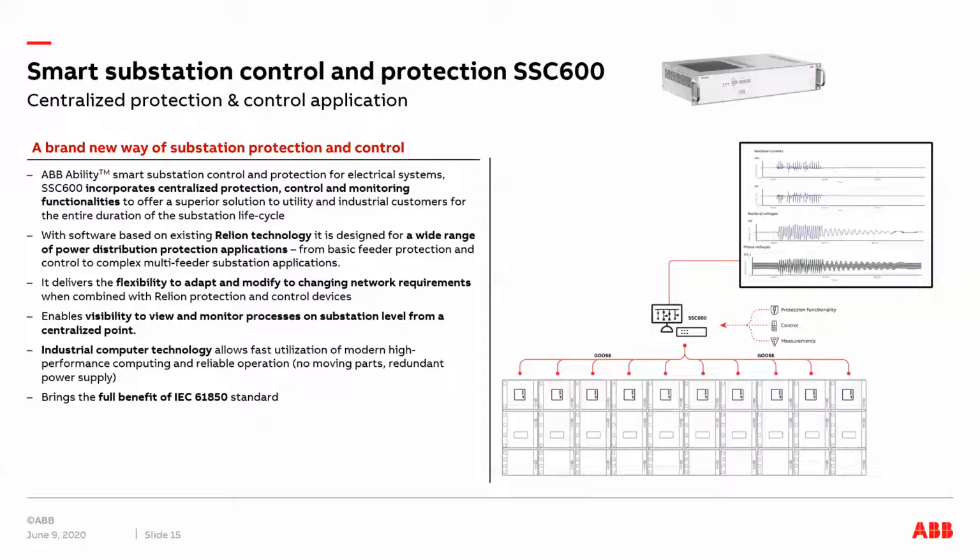And it enables visibility to view and monitor processes at the substation level from a centralized point. For example, disturbance records. That is one of the benefits here. You can view the whole substation status at one point. All the disturbance records from all the different feeders are available in the same place. That is a very nice and useful feature from the operation and maintenance standpoint. And as I mentioned, it utilizes the full benefit of the IEC 61850 standard.